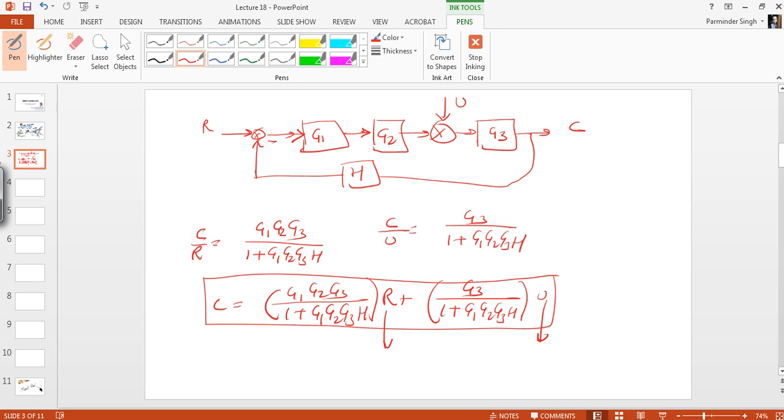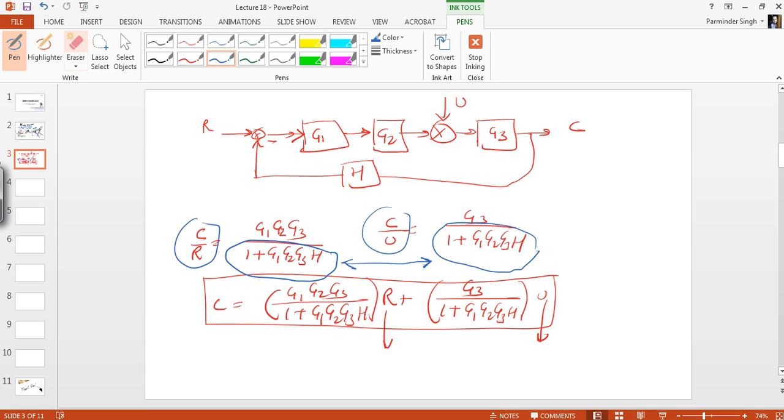Now if you see clearly in both these terms, specifically the denominator part, the denominator part in both the terms is the same, irrespective of whether we are taking C by U or C by R, whether we are dealing with the servo problem or the regulatory problem. Irrespective of these cases, the denominator in both the terms for the closed system is the same. Clear? Now I'll come to this later on.